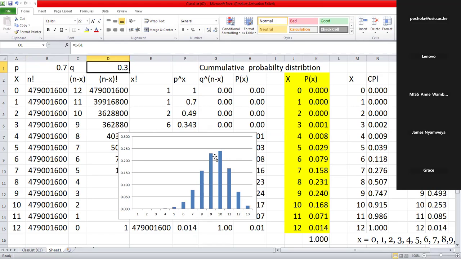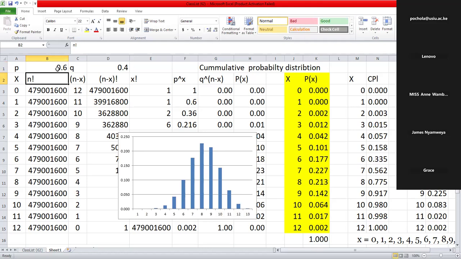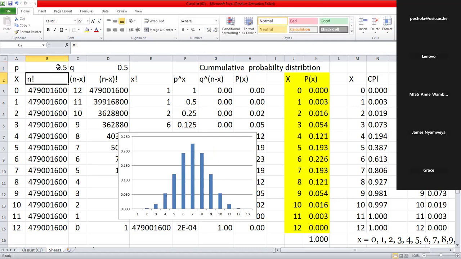The shape of this curve changes. Let's change to 0.6. I want to go to the extreme. Look at what happens. Let's go to 0.5. The probability of success is equal to the probability of failure. Perfectly symmetric.